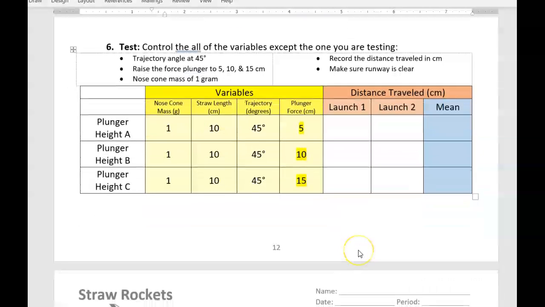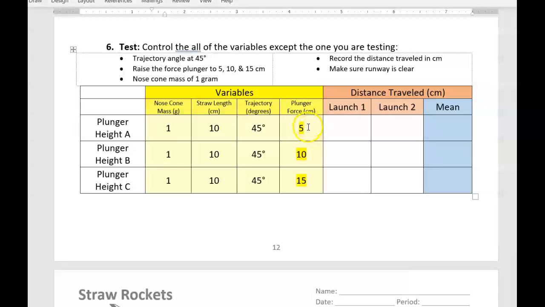The experiment itself. So when we look at it, of all of the variables, the only variable we're changing this time is the plunger force. All of the other variables will reset to our standard. We're going to do the 1 gram nose cone. We're going to use the 10-centimeter straw, and we are going to use that 45-degree trajectory, about. So whatever the 45-degree trajectory is for this one.